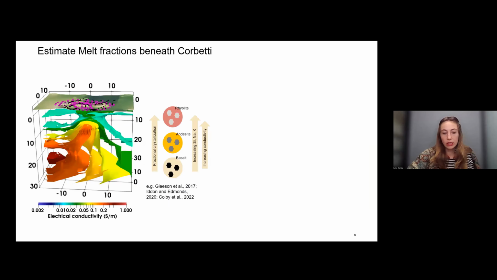So the next thing we did is really to interpret the magmatic mush system.